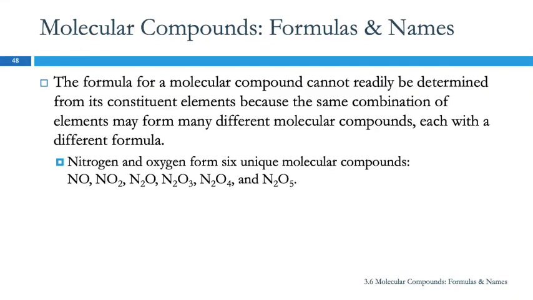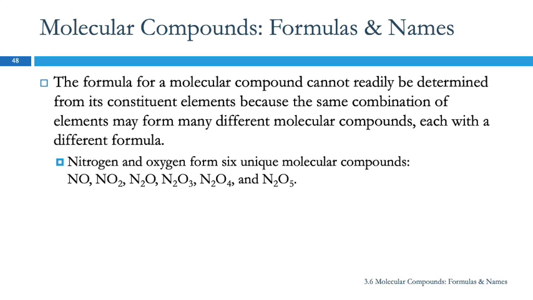We've talked about ionic compounds, now we're going to talk about molecular compounds. Molecular compounds, the formula cannot be figured out just by looking at charges because there aren't any ions. And you can have lots of different combinations using the same two elements. And so the example here is with nitrogen and oxygen. There are 6 different compounds that form between nitrogen and oxygen. And so each of these has to have a unique name.